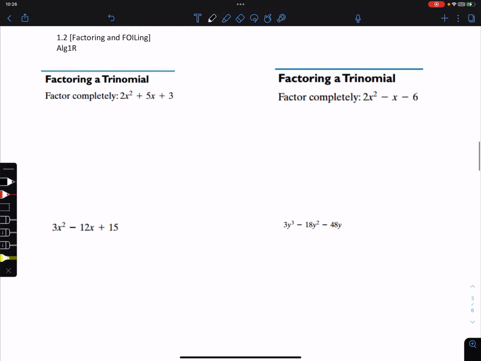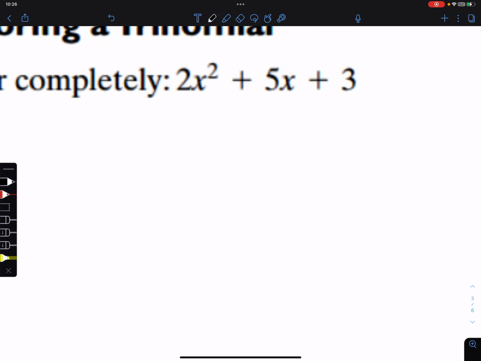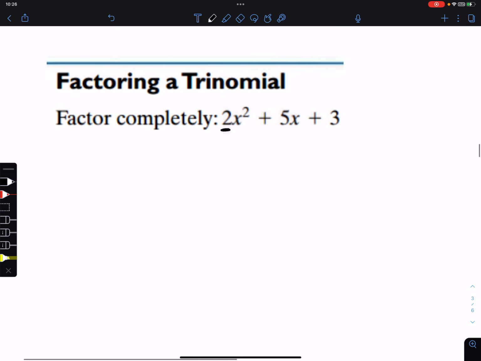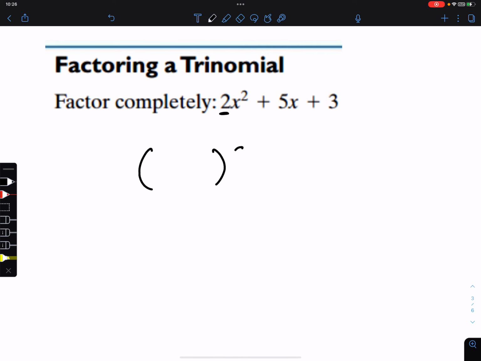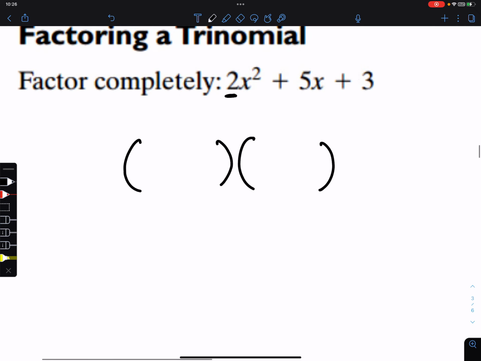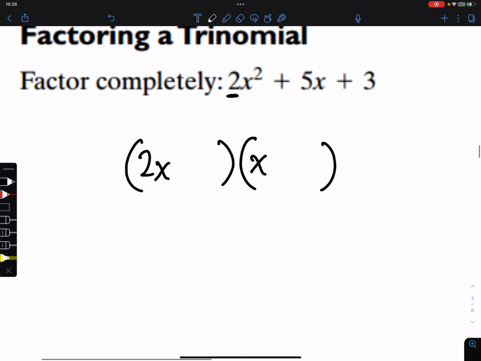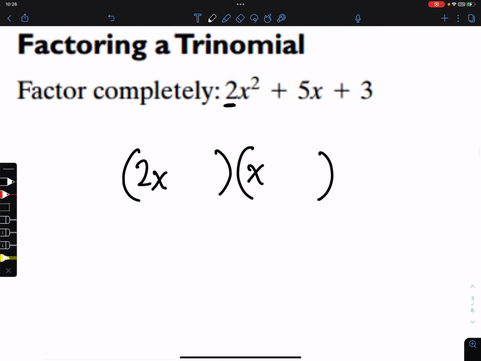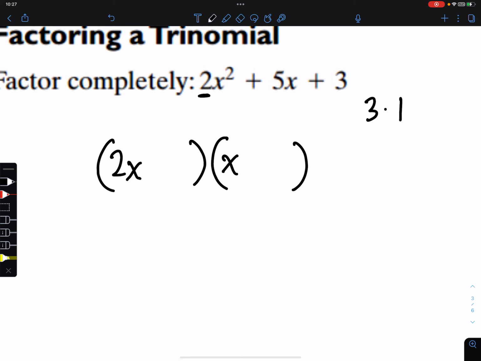Now we have to factor a trinomial when there's a number in front of x. Now really it's the same process, okay? You write down your two parentheses and you think, what times what can give me 2x squared, and that has to be 2x and x, okay? Now, what times what can give me 3? You have 3 and 1, okay?